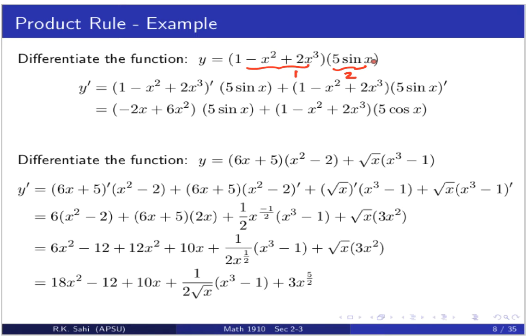Then times the second function as it is, which is 5 sine x, then plus, keep the first expression as it is, which is 1 minus x squared plus 2x cubed, and take the differential of the second, which is 5 sine x. After that, you just simply do the differentials. Then minus 2x plus 6x squared times 5 sine x, plus then 1 minus x squared plus 2x cubed times 5 cosine x. And you can leave it as it is.